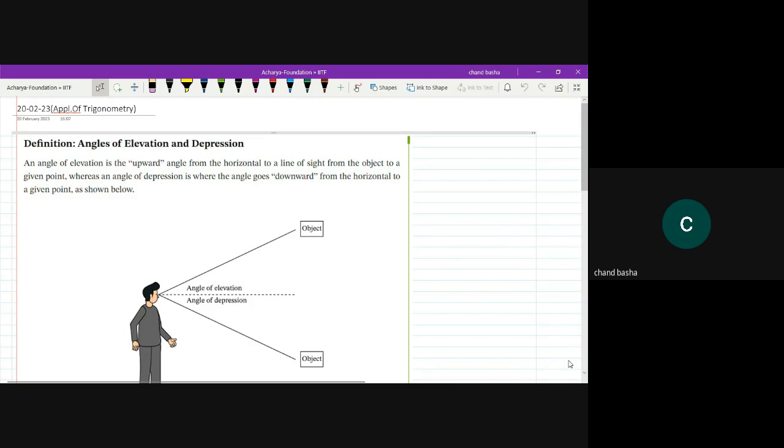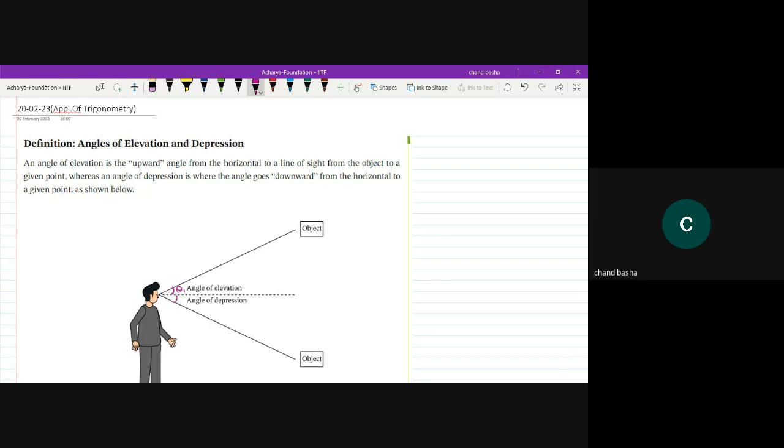What is meant by an angle of elevation? A person is standing on the ground and he is observing an object which is moving in the air. Best example, a bird is flying in the air. A person is standing on the ground and he is observing the bird. That angle made by the person with respect to the bird with the ground is called the angle of elevation. The angle is denoted by theta, and this angle is called the angle of elevation, guys. I'm going to take this as theta 1.